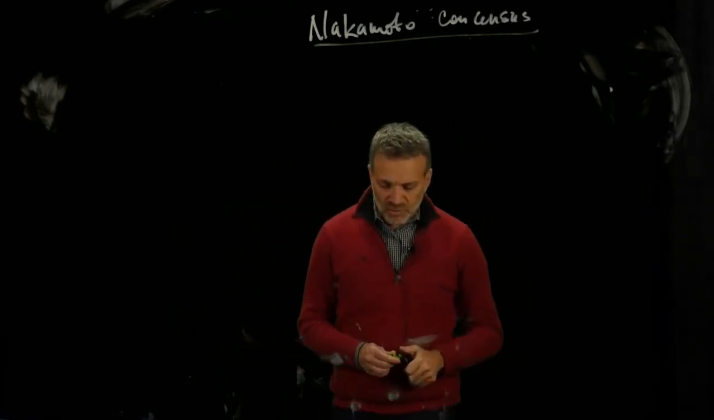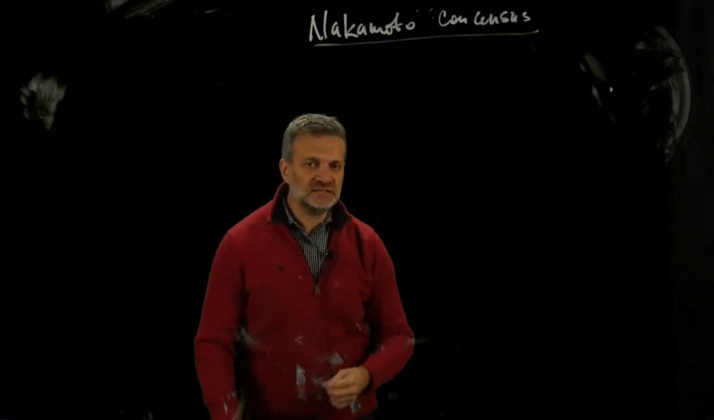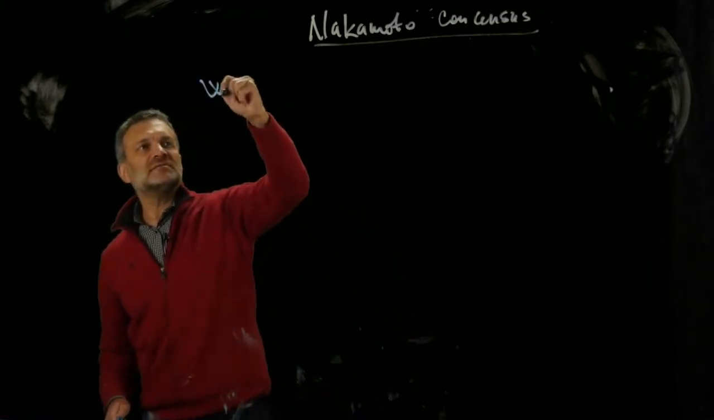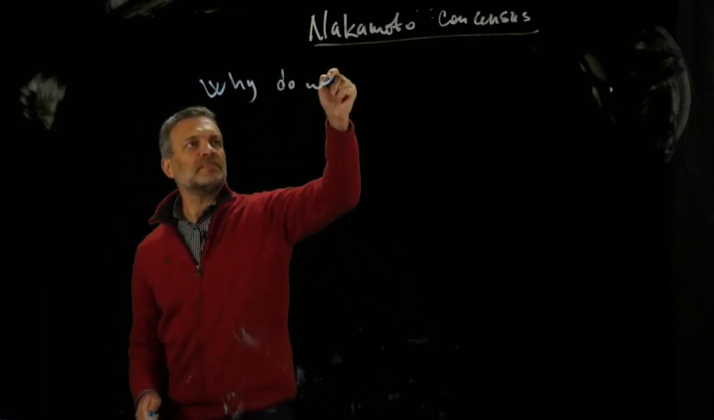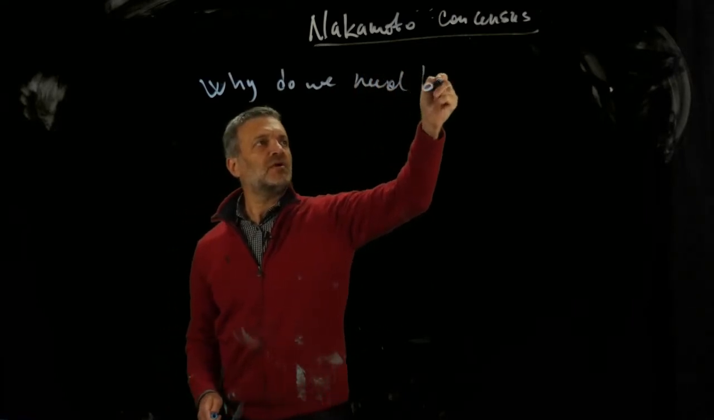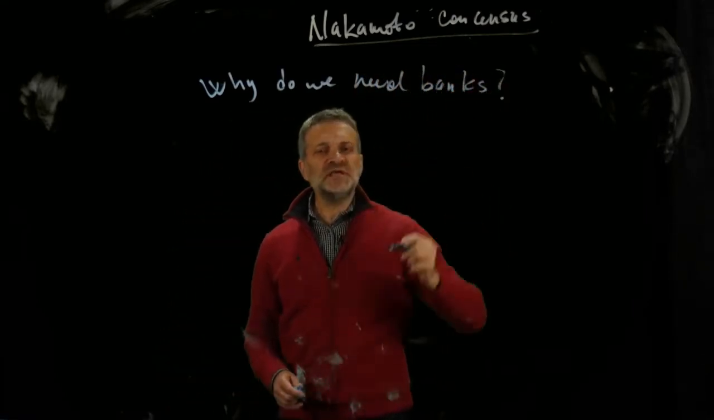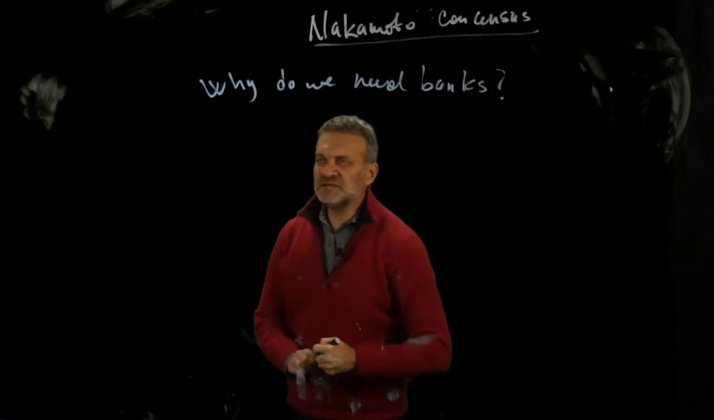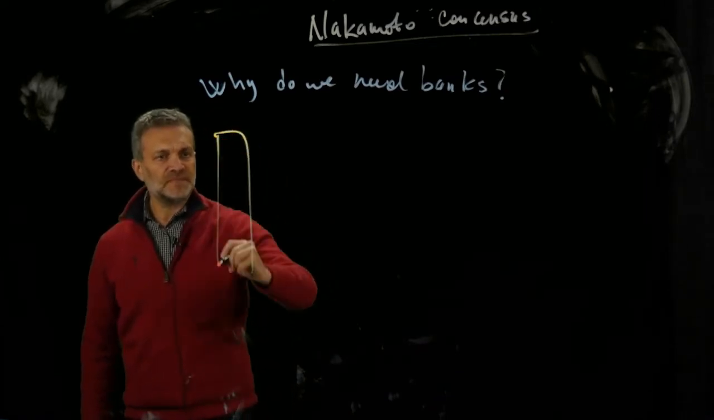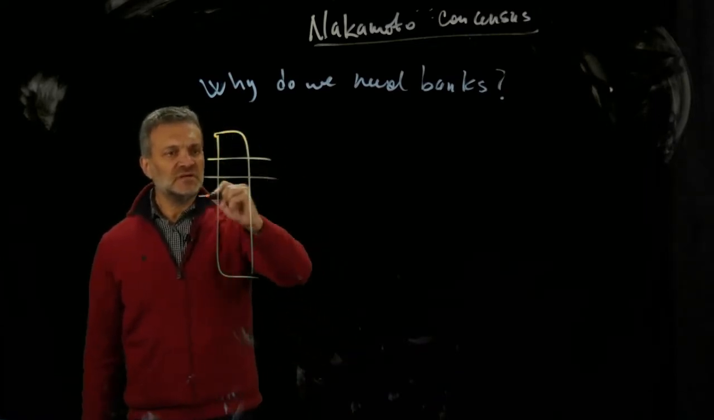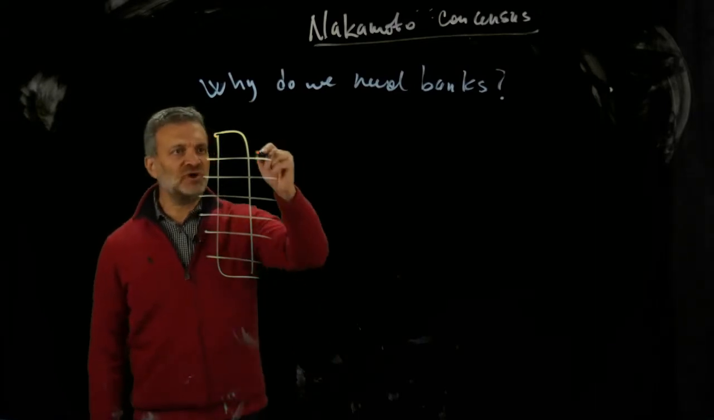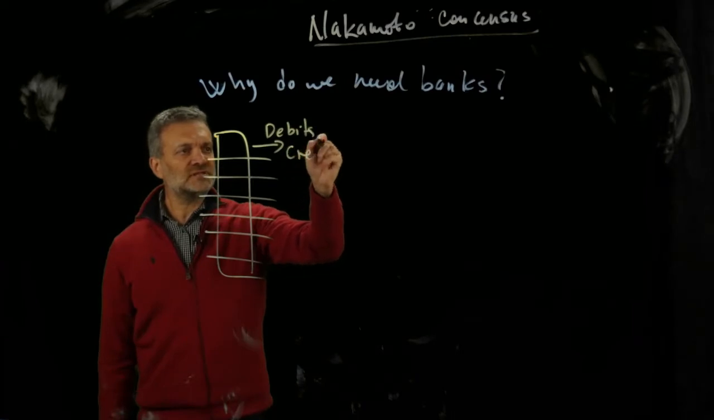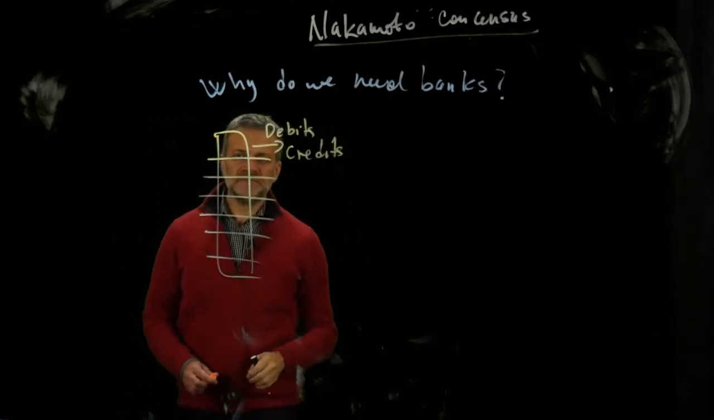So first, we want to understand from the perspective of computer science, why do we need banks? Think about what it means to have financial transactions. You have your own bank account here, and you basically have two types of operation: debits and credits.